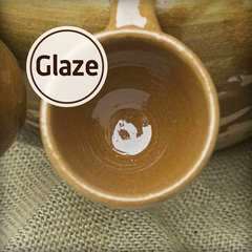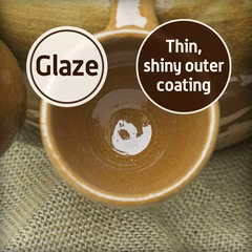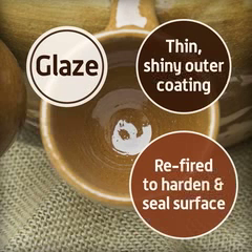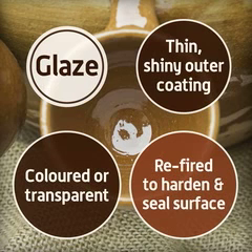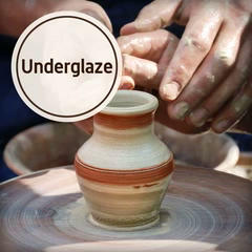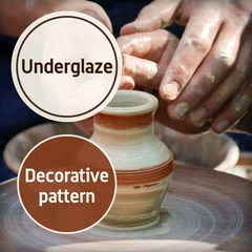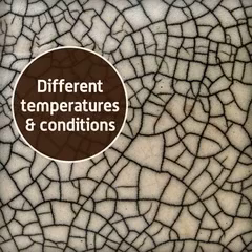Fired ceramics usually need a glaze to seal the surface. A glaze is a thin, shiny outer coating. The glaze is applied and the item is then refired to harden and seal the surface and give it an attractive look. Glazes can be coloured or transparent, and the exact colour depends on the mixture of chemicals and how they are fired. You can also underglaze by adding a decorative pattern to the surface of the item before glazing. Different patterns and effects can be achieved by firing in different temperatures and conditions.